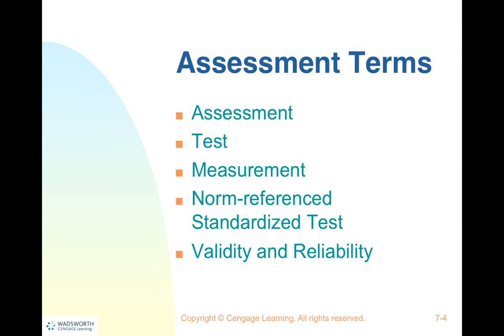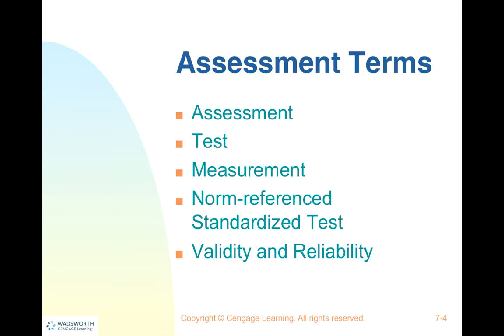Norm referenced standardized tests. One example would be the SAT. Another is the Iowa test. And this is usually a paper pencil type of test. It's been developed by a test publisher. It's been standardized for a large population. It's gone through a norming group.